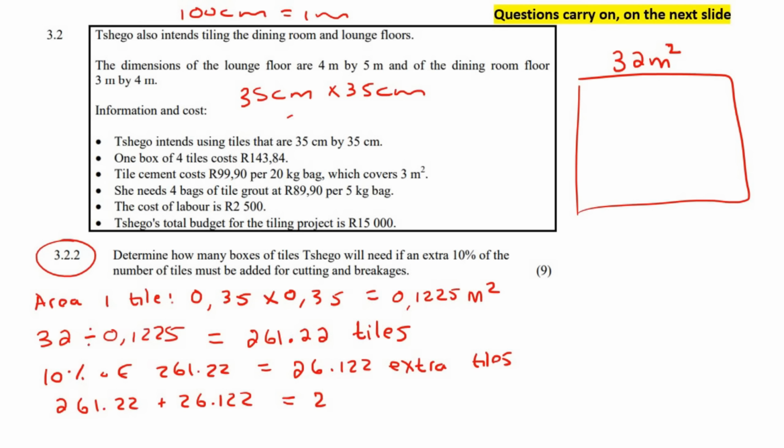And so that's going to be 287.342. Now we're going to have to round that up. So let's just round that to 288 tiles.